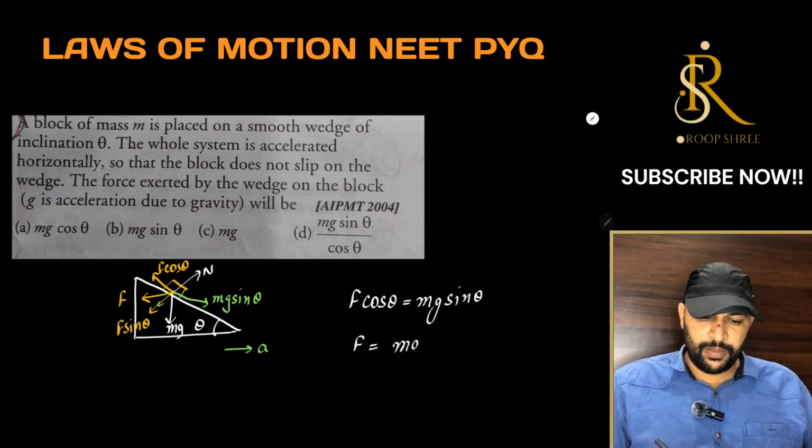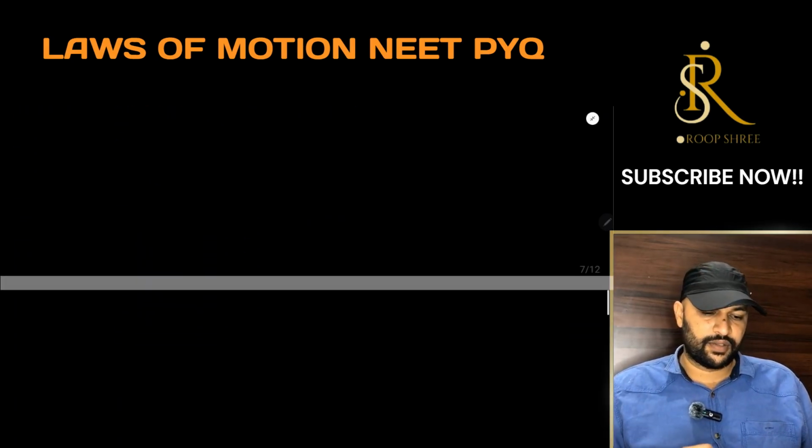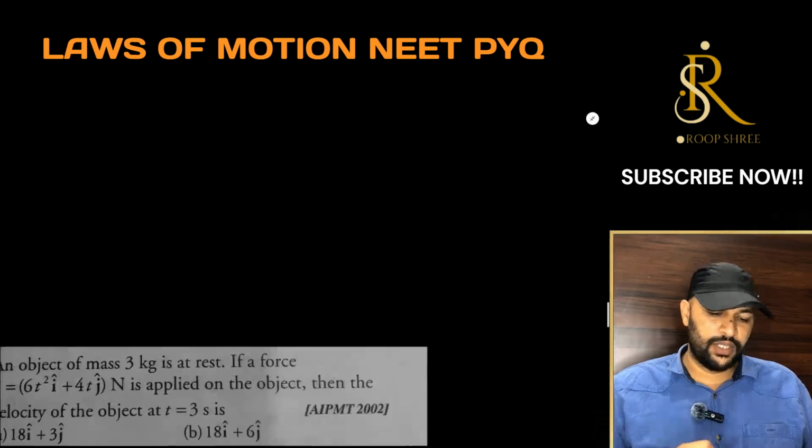So the force will be equal to mg sin theta upon cos theta. Sin theta upon cos theta is how much? Tan theta. So they have expressed it in terms of tan theta. So this is option D, which is our correct answer. Let's move to the next one.